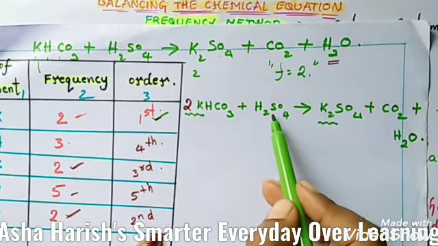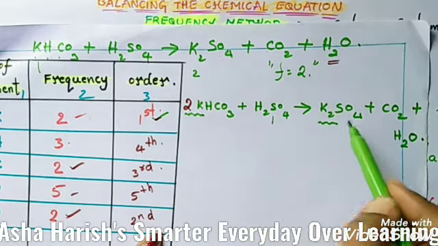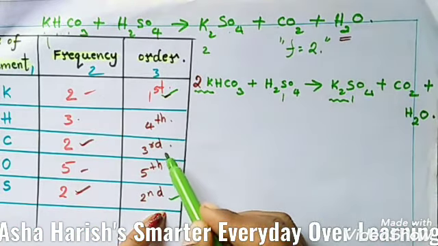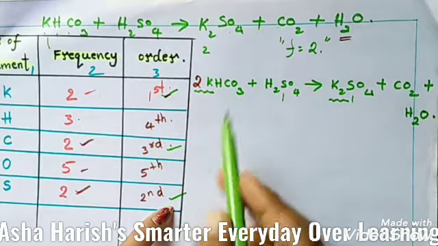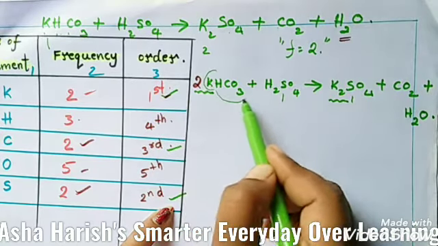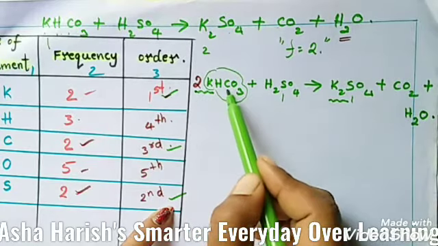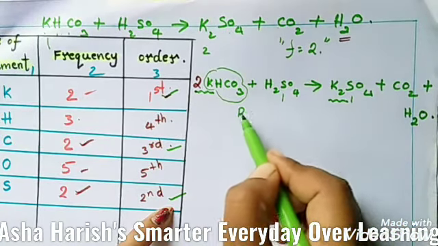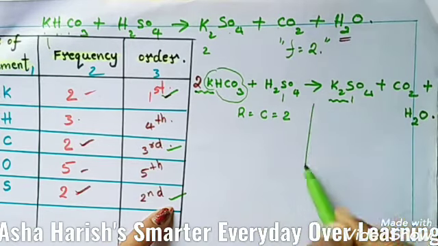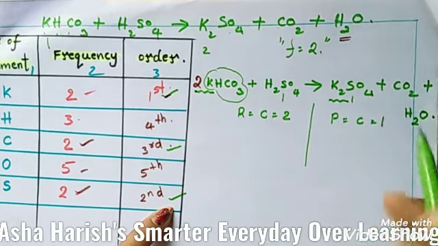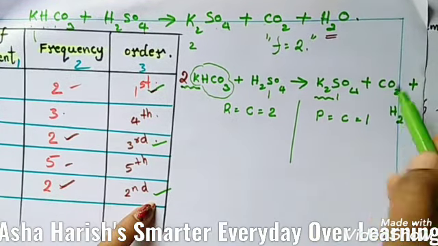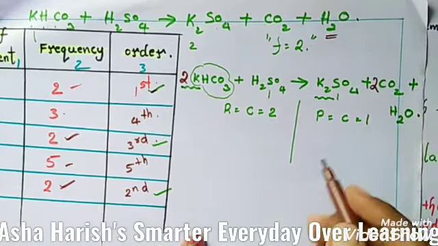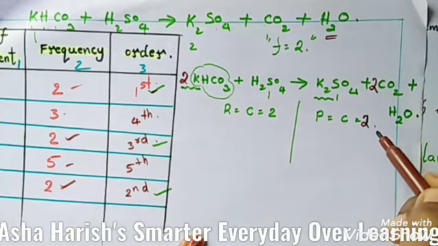Now coming to the second one, sulfur. Here you can see only 1 sulfur, here also 1 sulfur. So you can simply ignore this, sulfur is balanced already. Coming to carbon students, third you have to balance the carbon. Here the 2 belongs to this complete compound. Now on the reactant side carbon is equal to 2, and on the product side carbon is equal to 1. Now if you place 2 before CO2, carbon is balanced. Here also 2, carbon is balanced.